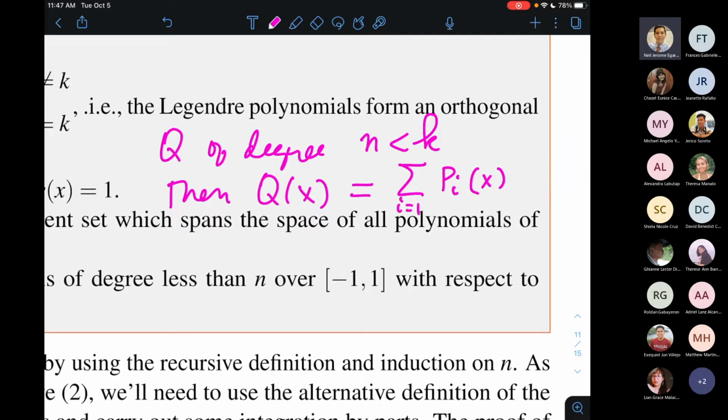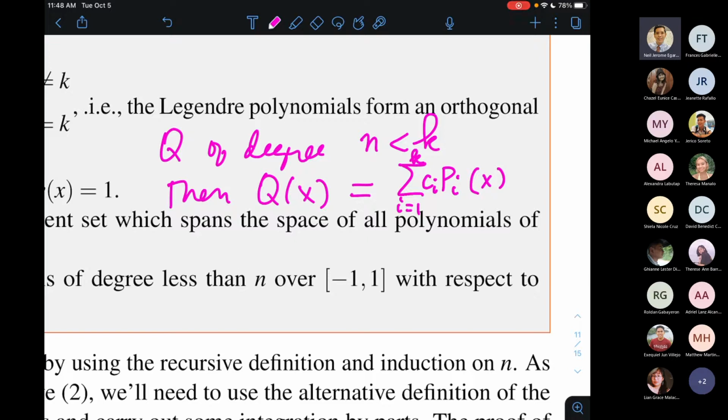So q(x) I can write as the sum of P_i(x), i going from 1 to k, right? Sorry, there is a scalar multiplier here, okay? So if you have a polynomial of degree n less than k, then we can write it as a linear combination of the Legendre polynomials. So you can think of it this way.